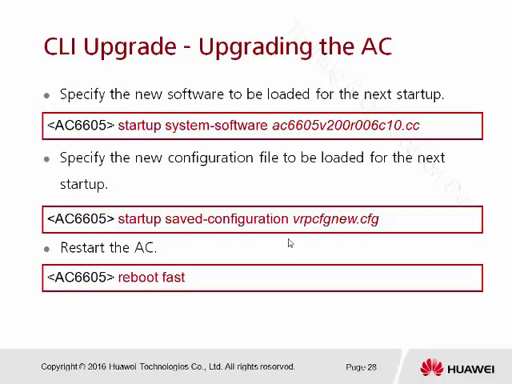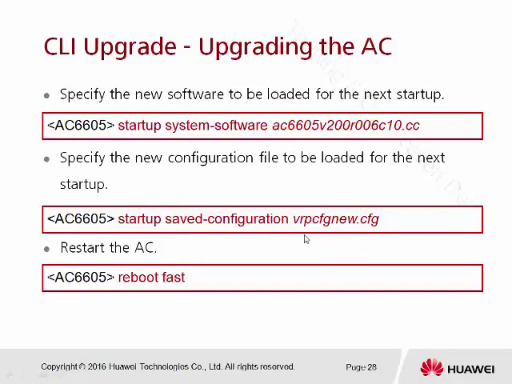Okay, so let's say right now we're already getting the config file from our FTP server, and we don't want to use the current configuration in our system. We can actually change the next startup configuration. So we're using a startup saved-configuration command followed by your new config file.